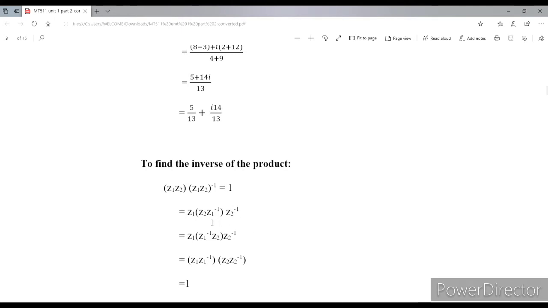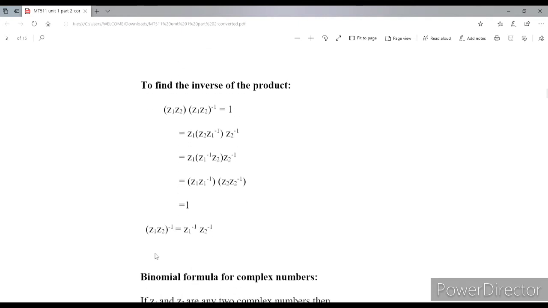Again, we can write this as Z1 into, applying the commutative law, Z1 inverse into Z2 into Z2 inverse. Now again associating, we can write Z1 Z1 inverse into Z2 Z2 inverse. Z1 into Z1 inverse is 1, and similarly Z2 into Z2 inverse is 1. Therefore, 1 into 1, we get 1. Therefore, (Z1 Z2) inverse is equal to Z1 inverse into Z2 inverse.